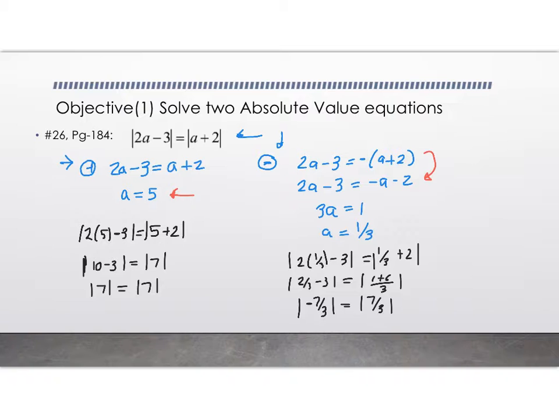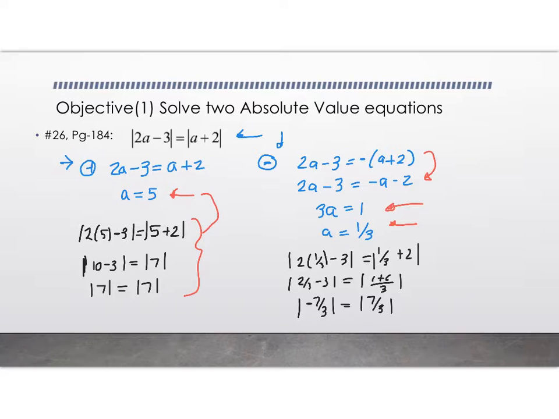Well, now we're going to add 3 to both sides, and we're going to add a to both sides, and we get 3a is equal to 1. And we divide by 3, and we get a is equal to 1/3. Okay, so now what do we do? Well, we check our answer.